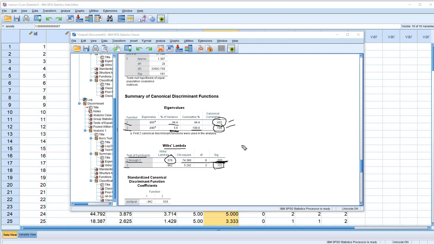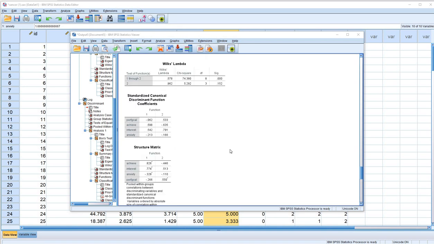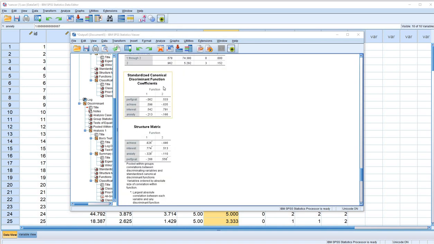So when it comes to interpreting the discriminant functions, we only really want to interpret the first discriminant function and not the second one, because the first one is doing most of the work when it comes to separating the groups with respect to our predictors. So scrolling down, we have our standardized canonical discriminant function coefficients and our structure matrix yet again. But in this case, we don't really want to bother ourselves with trying to interpret function 2, because that's not really contributing to the discrimination between the groups.